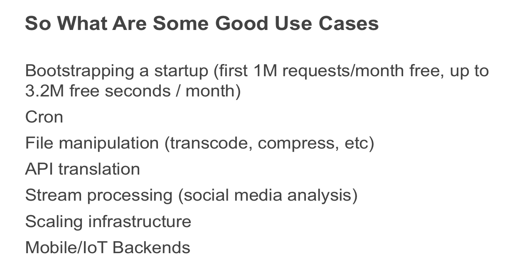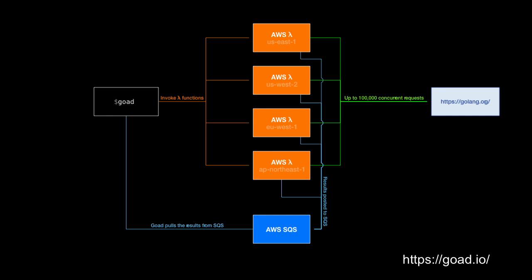Now, I've got 2 other great examples of Lambdas that I've just found in the last few days. The first is Goad, which is a load tester. Basically, you can run this Go-based command on your local machine, and depending on the configuration options, it's going to launch Lambdas in different regions and start pounding on your server. And now it spits out the response to SQS, and the Goad command will read SQS to read the results. It looks like a super cool application, and I look forward to playing with it soon.